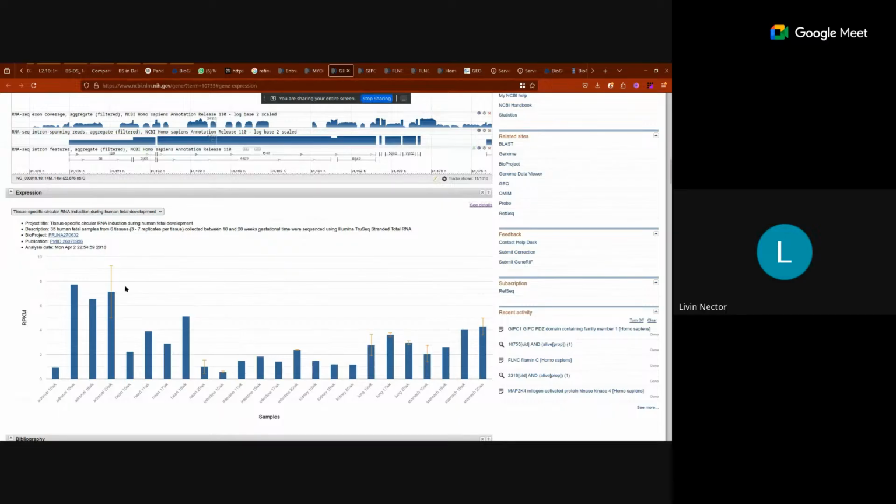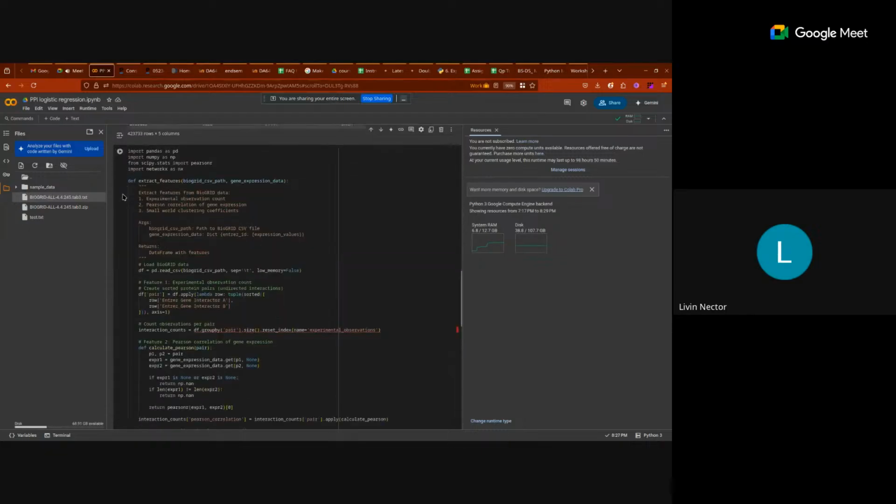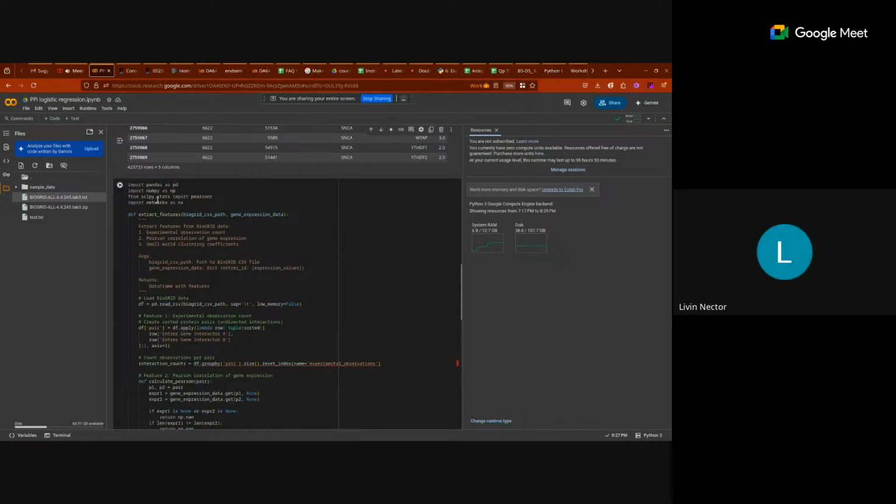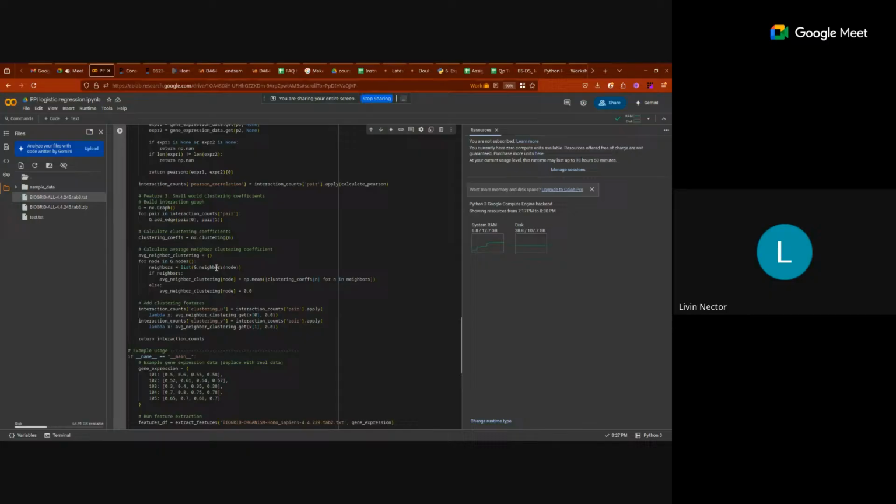Once we get all these gene IDs, we complete this with the remaining. Once we get this part, computing Pearson correlation is pretty straightforward. We can use this from scipy stats to compute the Pearson coefficient. Then for the clustering coefficient, the NetworkX library can be used. So here we can create a graph from the pairs, and then compute the measure over it.